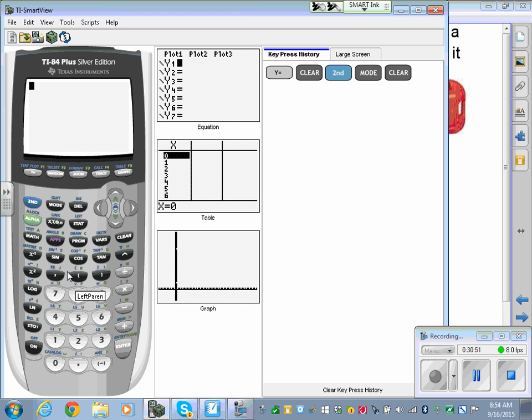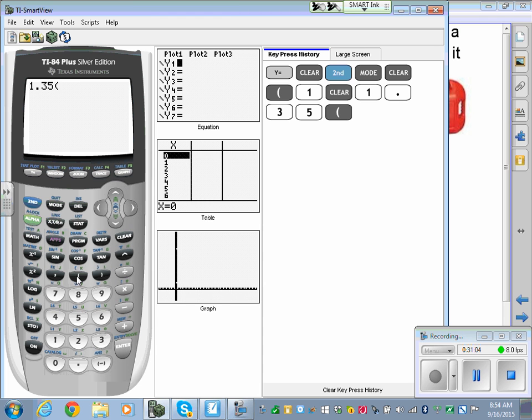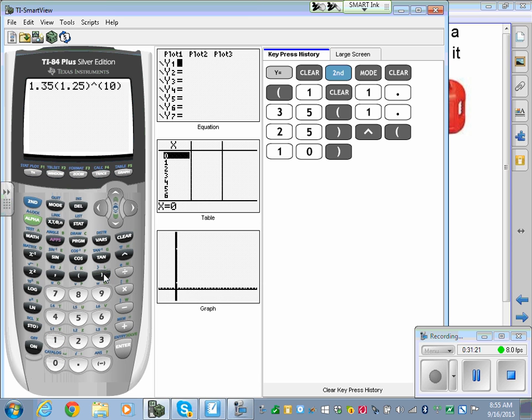I don't want a fraction necessarily. With this one, I'll accept decimals. So we're doing 1.35. Now it's so important you type it in correctly. You have to put this next part in parentheses. 1.25, close your parentheses. And now here's our caret key. Make sure you don't do times. It's raised. So caret, raised to the, and I'm going to put it in parentheses just to make sure, raised to the 10 power. Everybody okay with that?